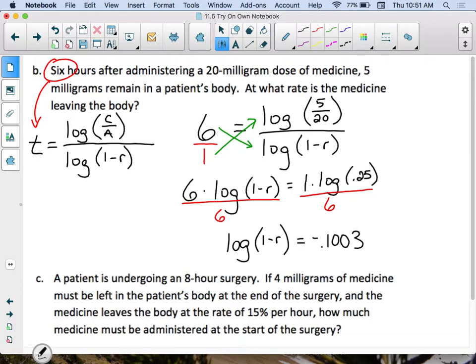Now at this point, you have it written as a logarithmic equation. You can write this as an exponential equation. Remember, we have a base 10 that's implied right there. So you have 10 to the power of negative 0.1003 has to equal the 1 minus r. And now it becomes a pretty easy problem for you to crunch through your calculator and solve for the r.